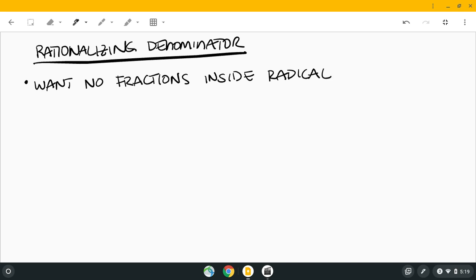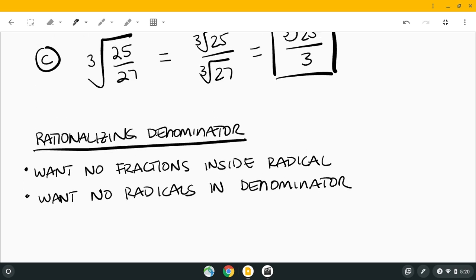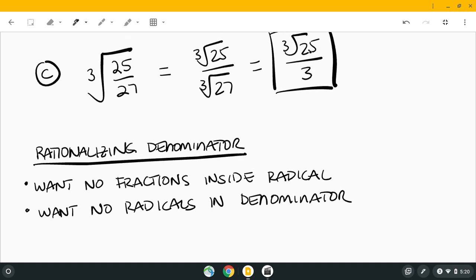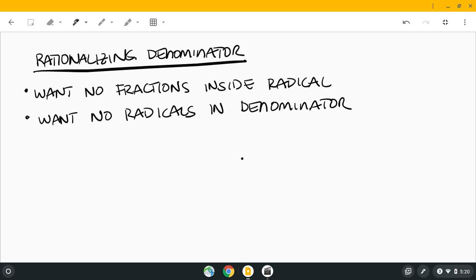And we want no radicals in the denominator. Okay. If simplifying like above, like the problems that we did above, doesn't give you this result, like these worked out nicely, right? But if they don't work out nicely like that, then you're going to have to rationalize the denominator.